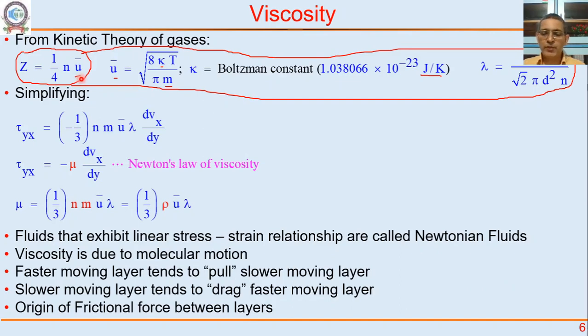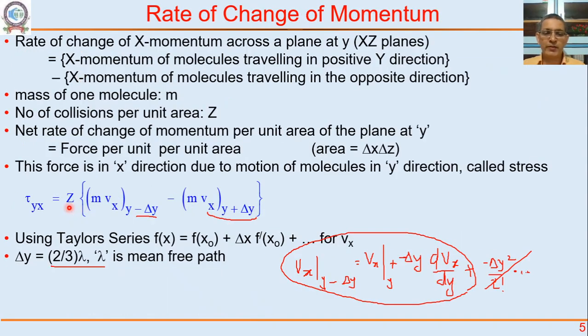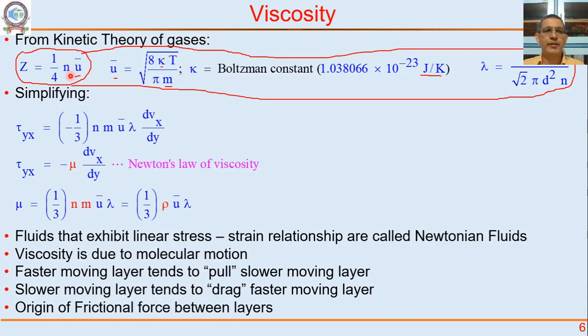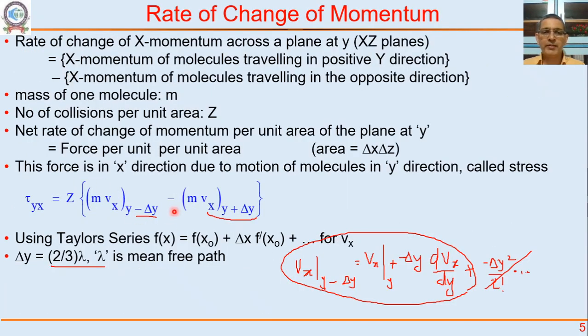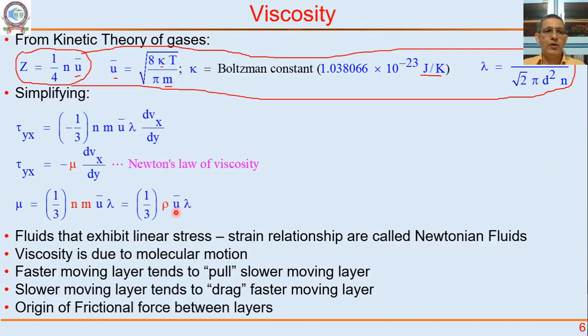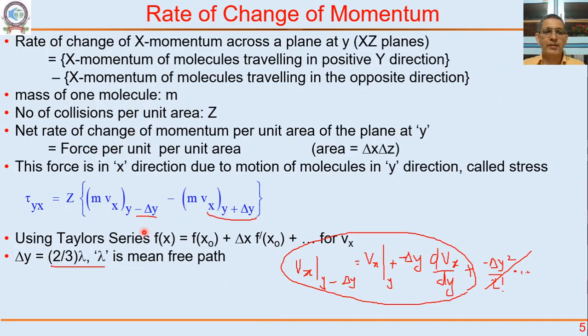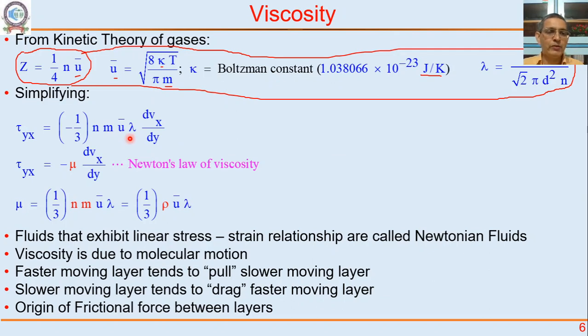Now, if you substitute all this, substitute for z here, do the Taylor series expansion and simplify, what you will find is that tau ix is equal to minus 1 by 3 n, the number of molecules per unit volume, mass of molecule, RMS velocity, mean free path. We have substituted that from this delta y. This delta y is 2 by 3 lambda. Derive this yourself, make sure that you get it, and it is dvx by dy.